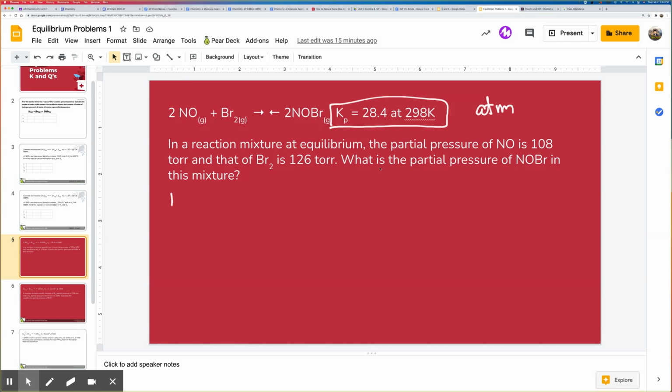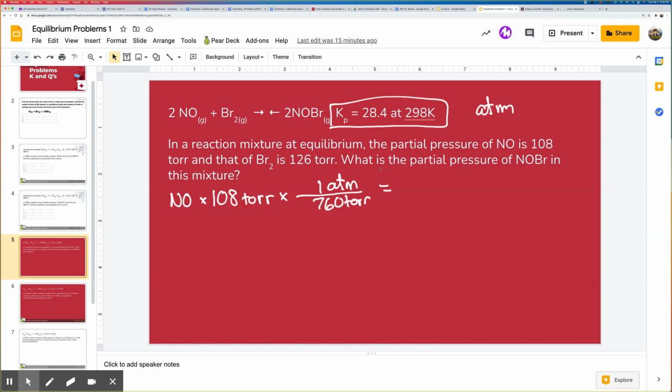So the first thing you do is you take the NO and you convert it into 108 TOR, and you're going to convert it into ATM. How do you do that? It's 760 TOR for every one ATM. And then you go equals, and then you're going to solve that part.